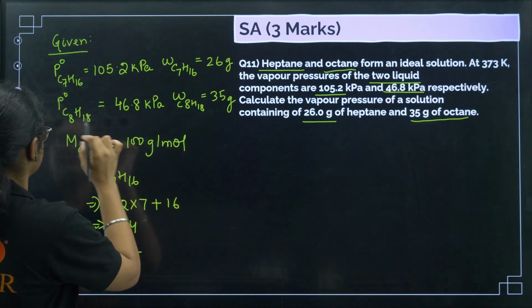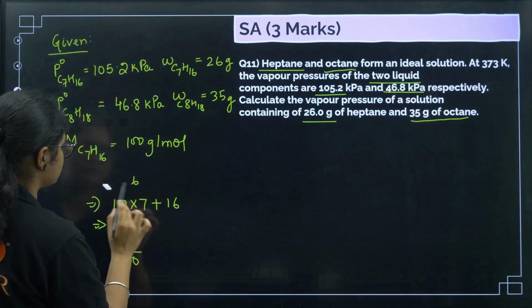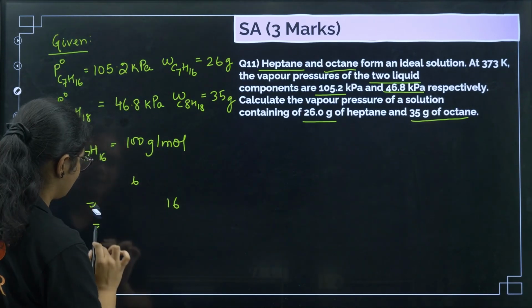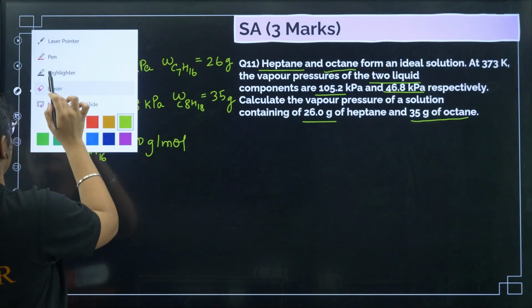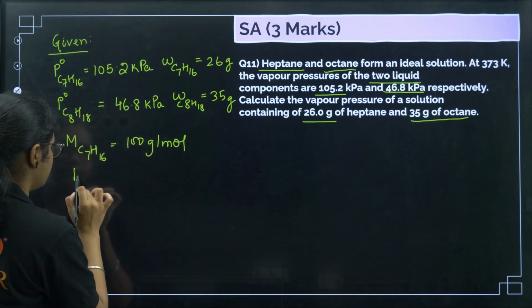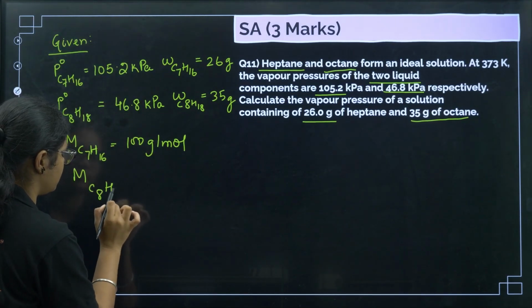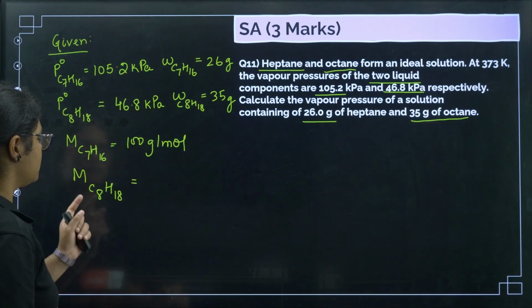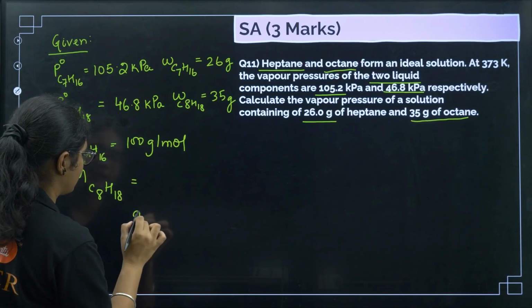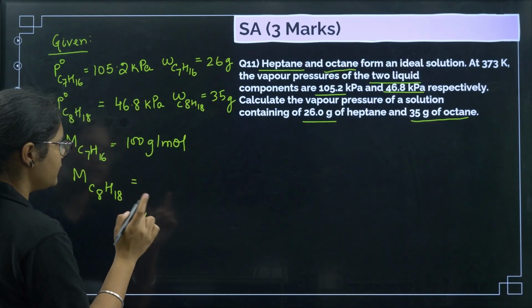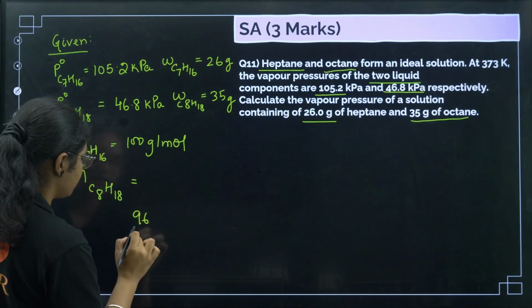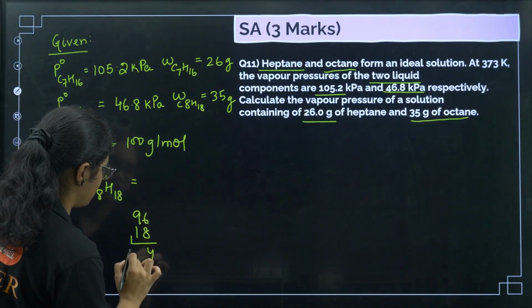Okay, students, you will be having a calculator, so easily you can do this calculation. I am a little slow in calculation, so I am doing it like this. But be very careful, you can go a little bit slow but do not be wrong. Now 12 into 8 here is 96, right? Then we have 18, so we have 114 gram per mole.